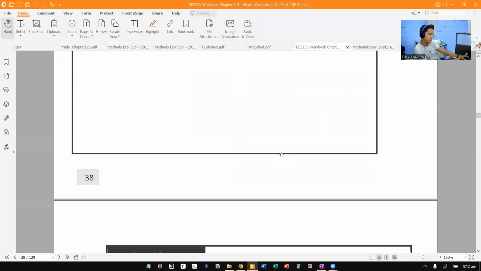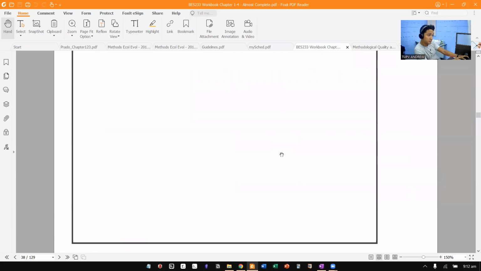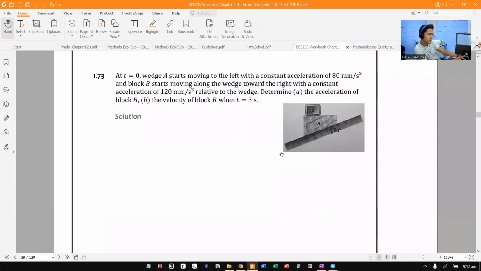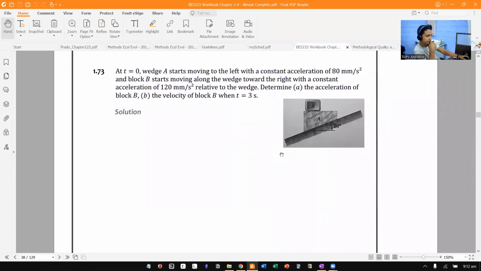This one, I think, and this one. For example, this one is interesting. It seems hard because it is a combination of relative motion analysis and rectilinear motion, our very first topic. Okay, let's try this one.